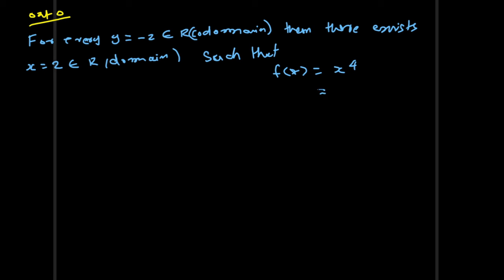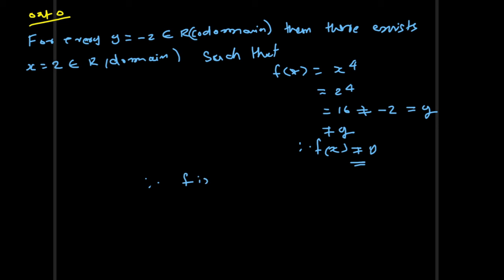What is f of x? 2 raised to 4 equals 16. This 16 is not equal to minus 2. Minus 2 is y, so f of x is not equal to y. That means f of x is not equal to y. Therefore f is not onto.